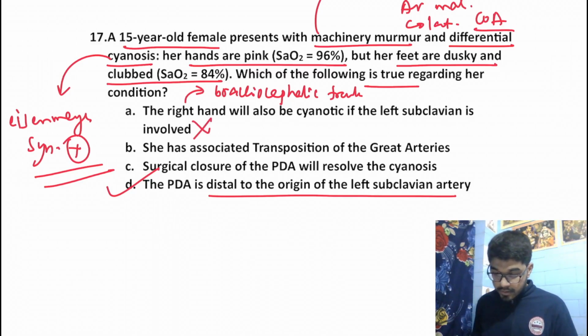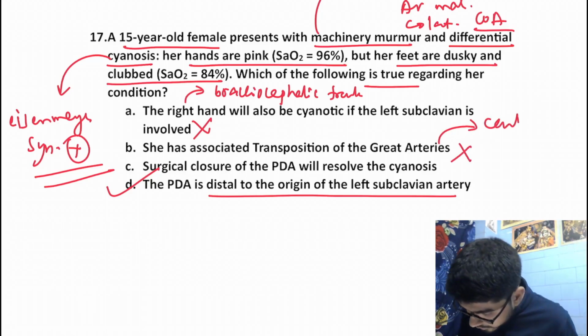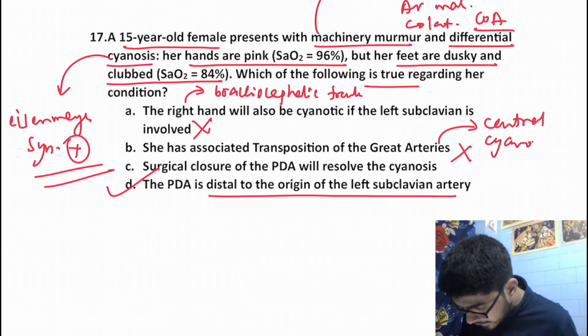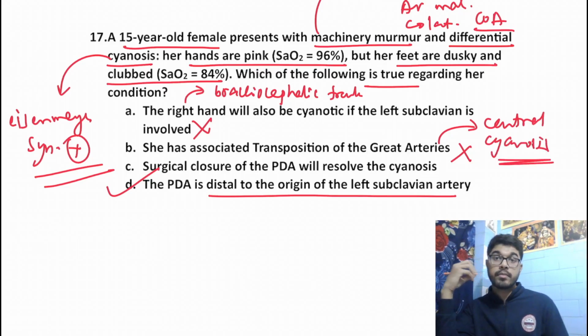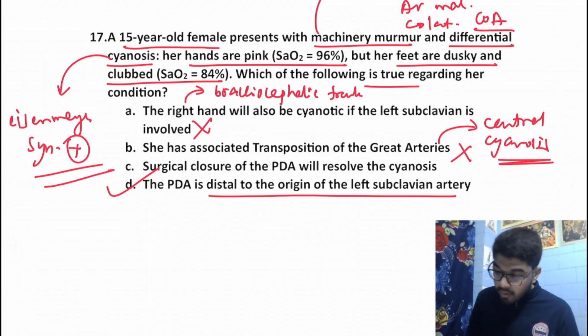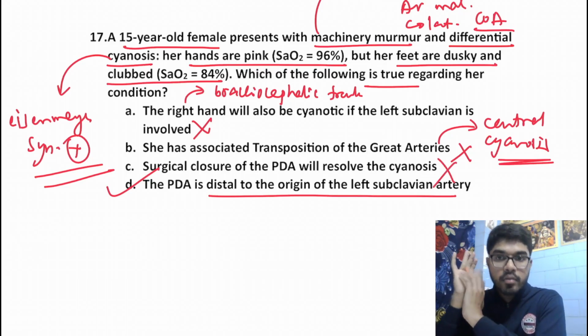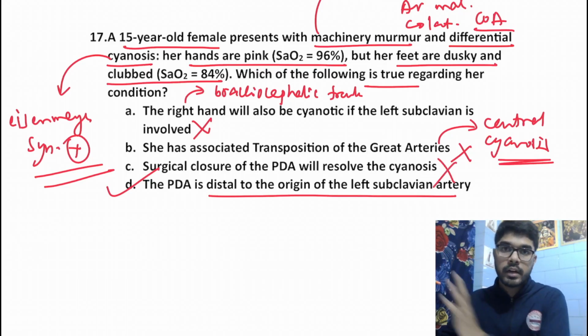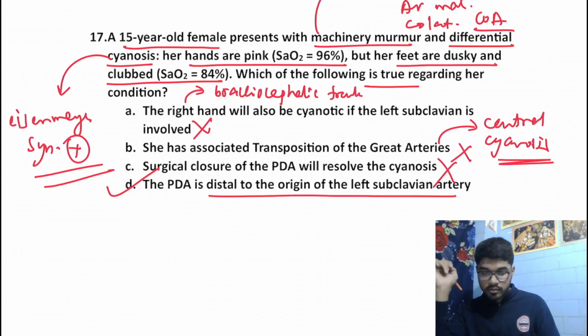She has associated transposition of great vessels. That's a false statement. In transposition of the great vessels, we have central cyanosis, right? We won't get a differential cyanosis. Surgical closure of PDA will resolve the cyanosis. No, we have already discussed that if Eisenmenger syndrome is present, surgery is absolutely contraindicated. So this is also false. Answer should be option D. Okay.